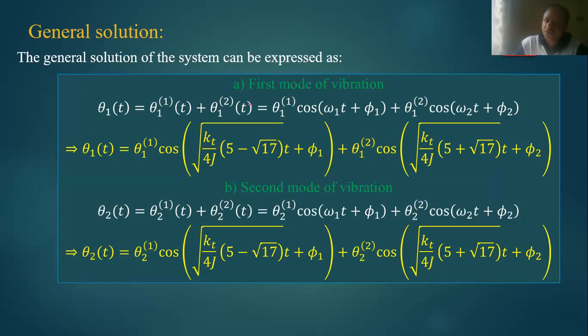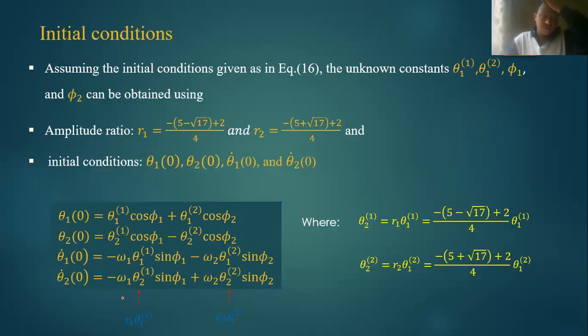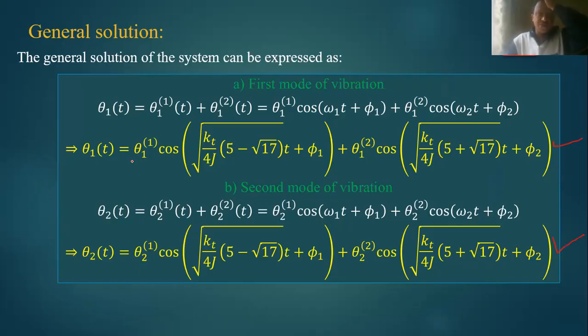The general solution is obtained by superposition. After superimposing, we have this equation and this equation. These are the two solutions of vibration. And then in this, we have to determine again the four constants. We have one constant here, a second constant here, a third constant here, and a fourth constant here. So we have to determine those.